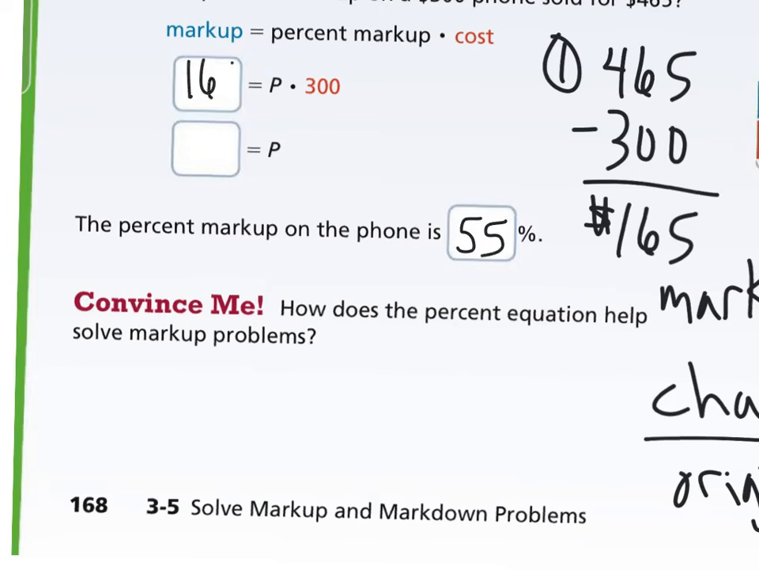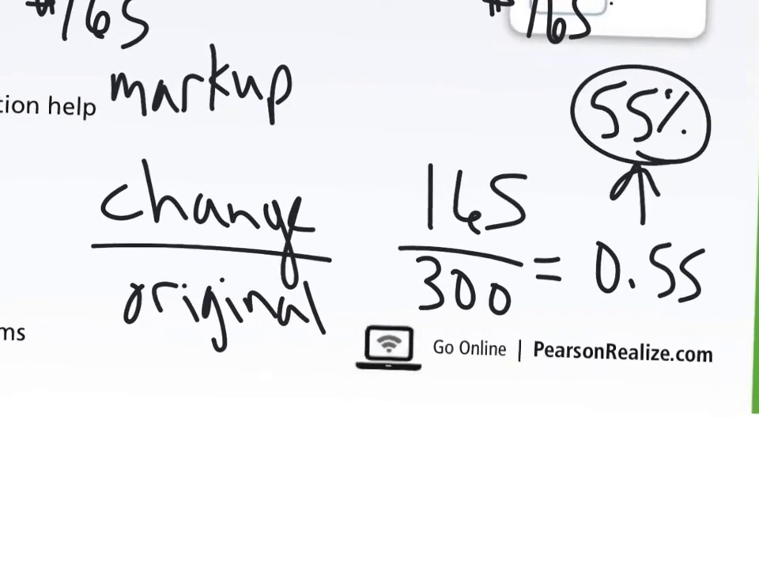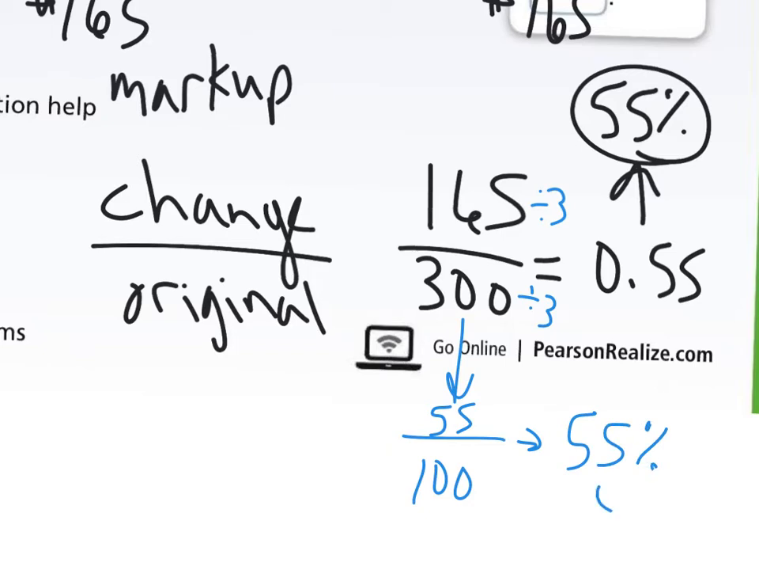To fill in these other boxes, if you did it this way, it would be 165, and then you would divide by 300. You would get the same answer, 0.55, which means 55%. One other thing to mention: once you got to this point, you've got 165 over 300. Remember, a percent is a number over 100. So if you didn't have a calculator especially, you could reduce both of those by 3 and get 55 over 100, which you know would be 55%.